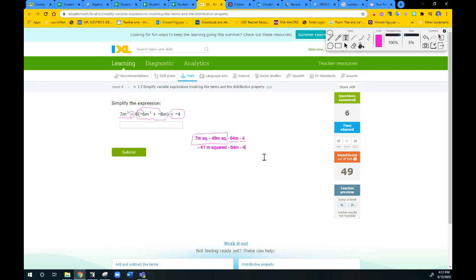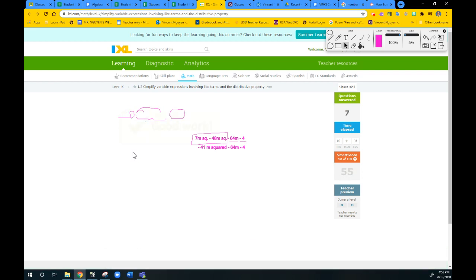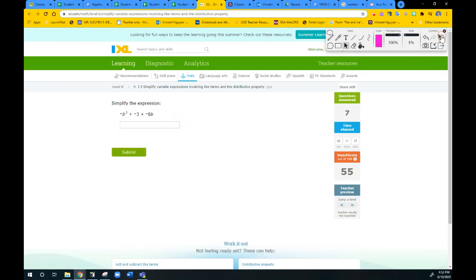So as you can see, all three of these are different. They're not like terms, so I have to keep my answer that way. So I'm going to do negative 41, and then I have to type in the m squared. I'm going to type in m, and then I'm going to square it. And then make sure you hit the arrow key to get out of that, and then do minus 64m, and then minus 4. Okay? Submit. Yay. All right.